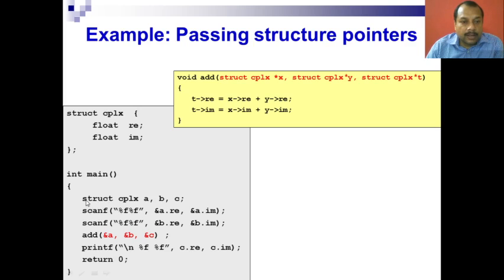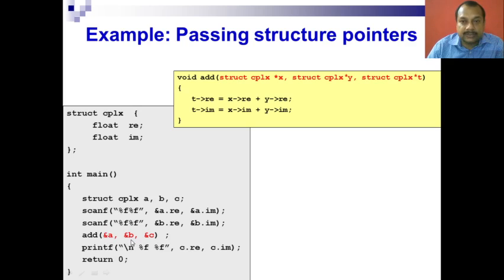Now here I am defining first one structure data type, where there are two floating point variables. One is to store the real number, another the imaginary number corresponding to a complex. Then I am declaring three variables a, b, c. So in a I am storing one complex number, in b I am storing another complex number. Then I am calling function add with the address of a, b and c.